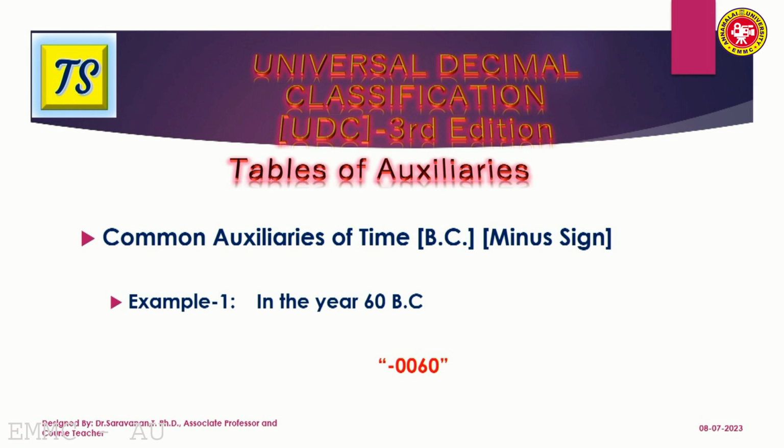So within double quotes, all the time the double quote should not be omitted. You must be very careful. If you omit the double quote, it will give another meaning. So the time auxiliaries should always be placed within double quotes. So minus sign, 0, 0, 60. The second example also gives the same output. Just observe and get familiar with it.